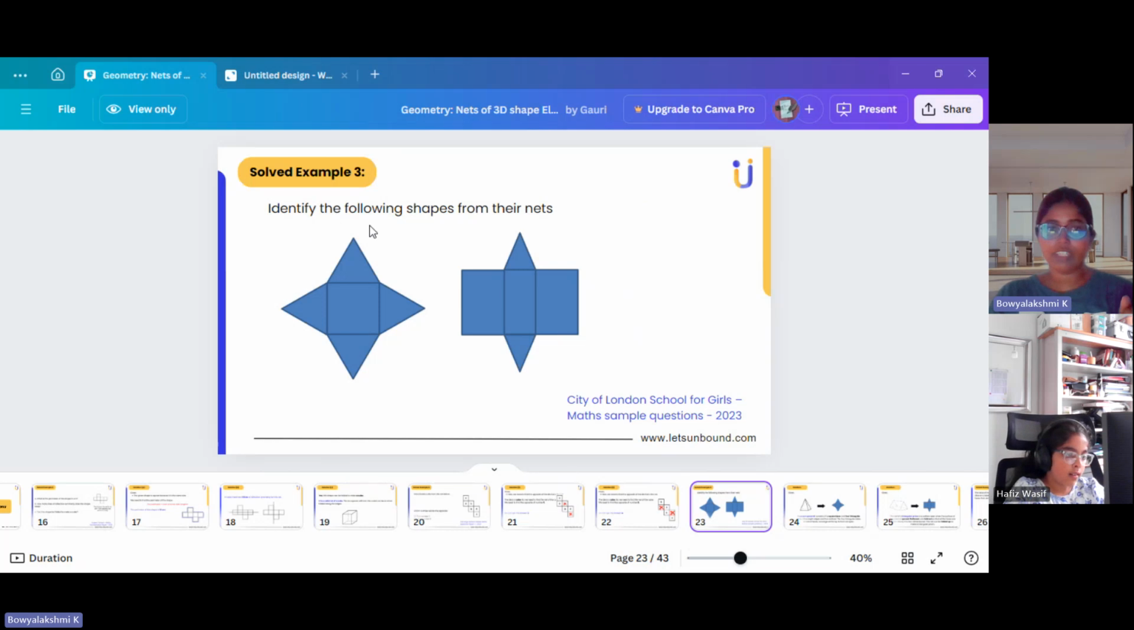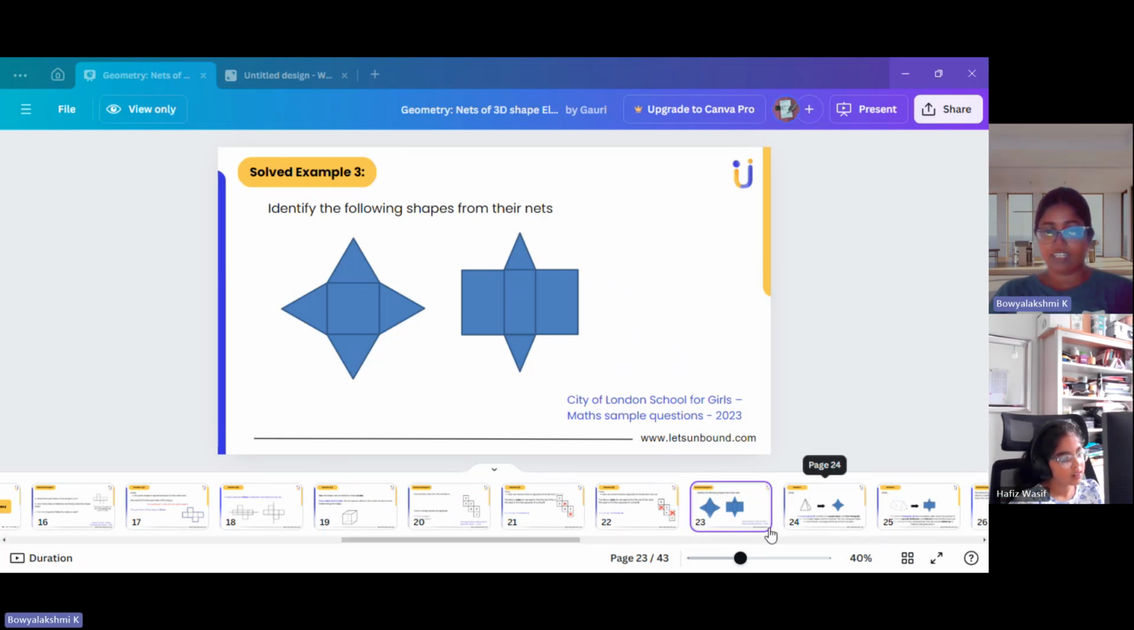Identify the following shapes from their nets. This is also a previous year question. See how easy the question is. Imagine you're going to fold all the things. This would be a pyramid, and this would be a triangular prism. First one is perfectly right, it's a pyramid. Second one is the prism family. But what is the base? Triangular prism. Yes, it's a triangular prism.